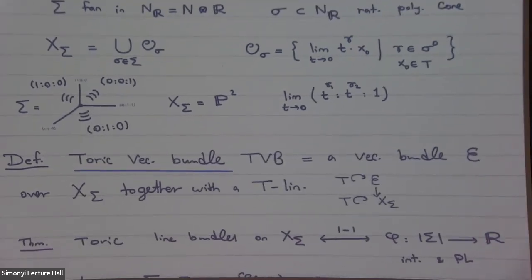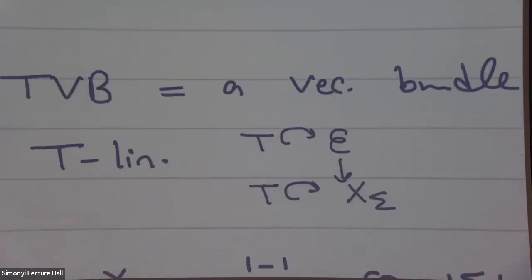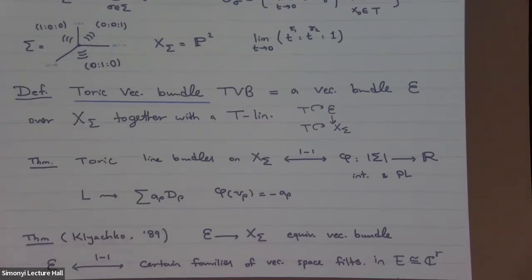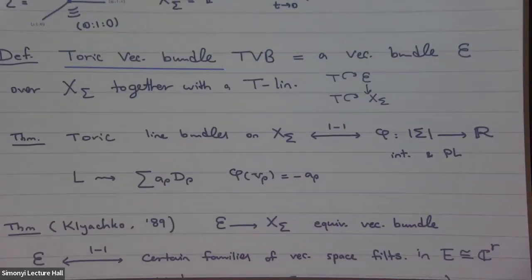And a toric vector bundle is a vector bundle curly E over a toric variety X sigma together with a T-linearization, so a linear action of T on E, which extends or lifts the action on the base toric variety. One can also define a toric principal bundle. More generally, that would be a principal bundle over a toric variety with a left action of T, which commutes with the action of G on the principal bundle, whatever the group is.